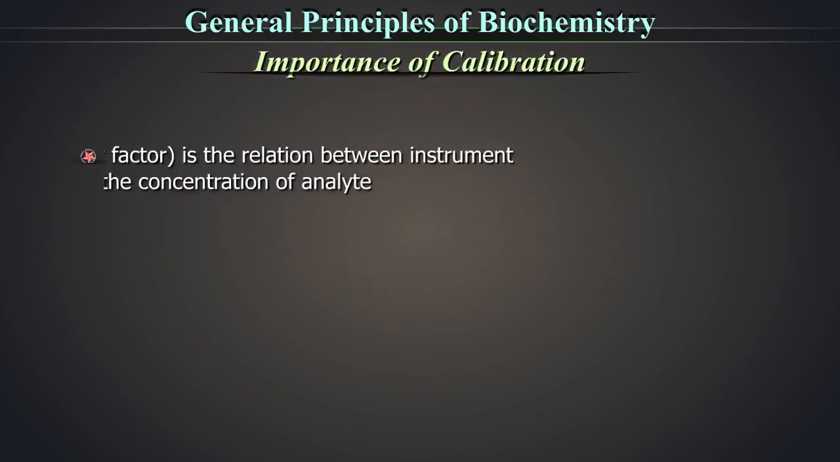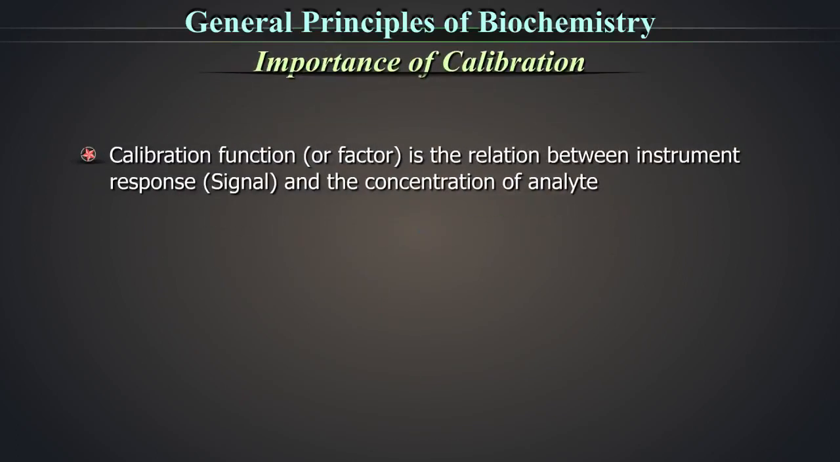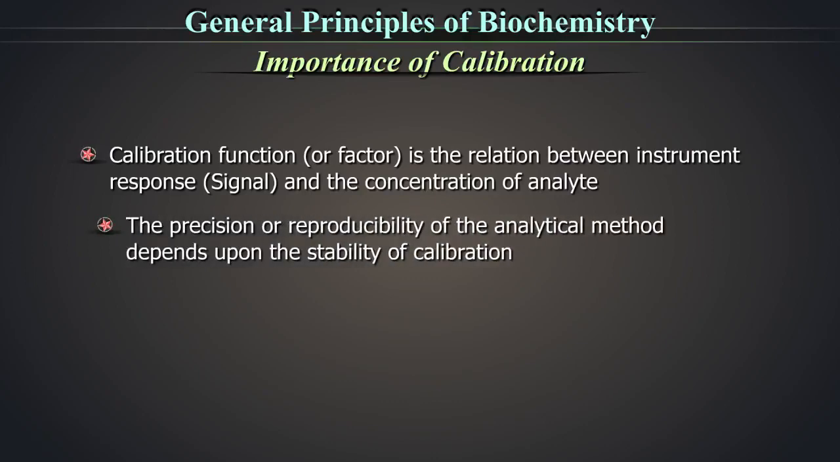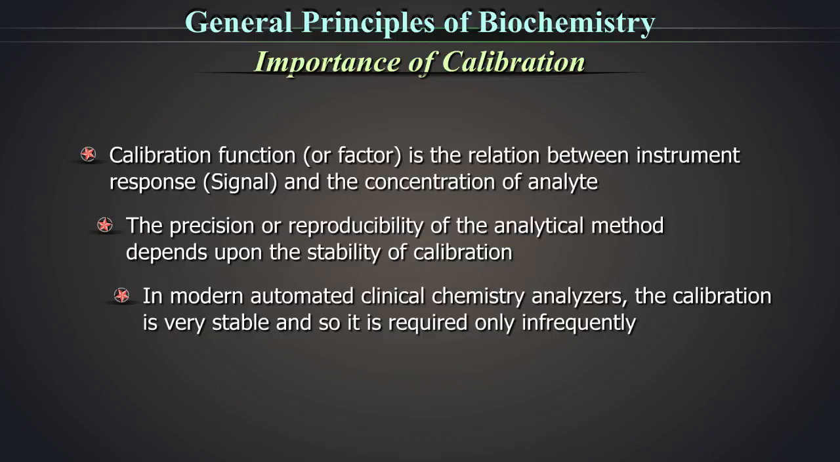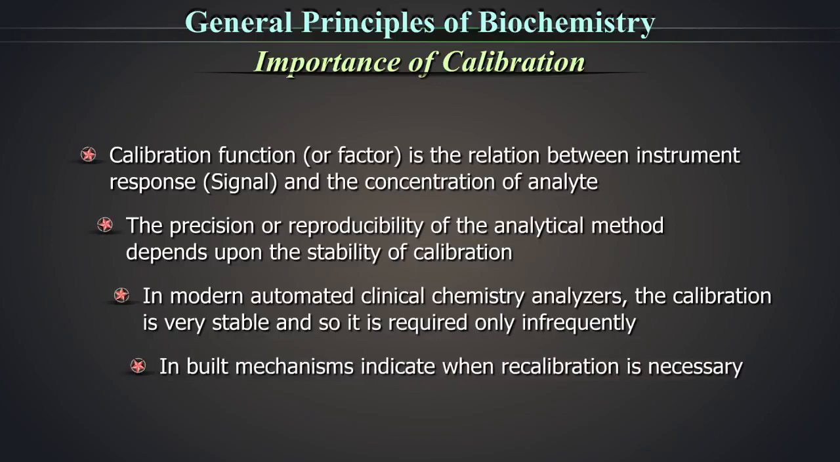Importance of calibrations. Calibration function or factor is the relation between instrument response, that is signal, and the concentration of the analyte. The precision and reproducibility of the analyte method depends upon the stability of the calibration. In modern automated clinical chemistry analyzers, the calibration is very stable and so it is required very infrequently. Inbuilt mechanisms indicate when recalibration is necessary.